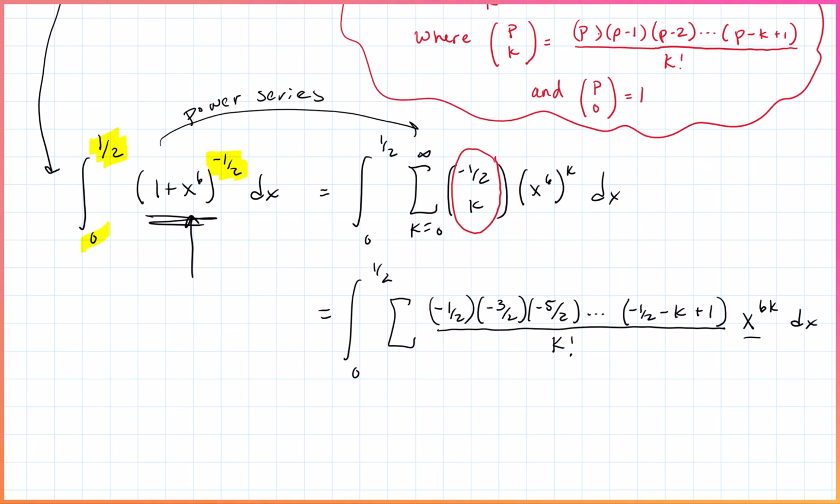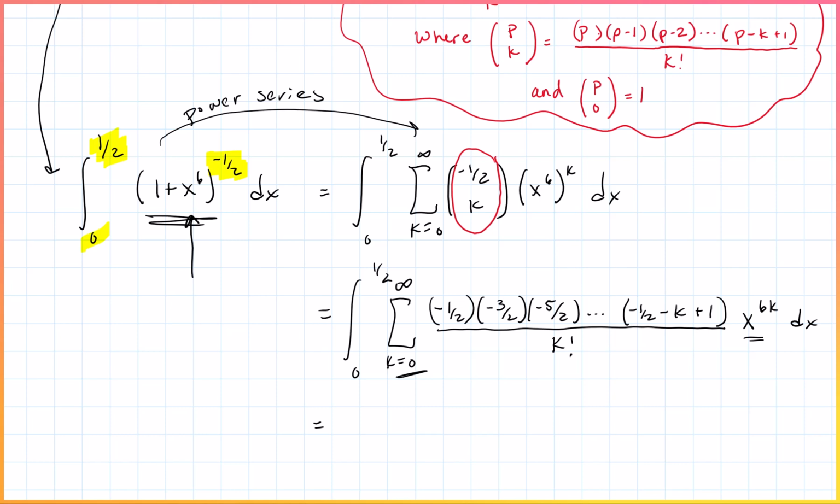Now we are going to integrate that, and when we integrate it, all of this is a constant, so we're just going to be integrating the x to the 6k. But we'll do that in just a second, and then we'll plug in the bounds. I just want to clean this up a little bit and play with the binomial series here for a minute.